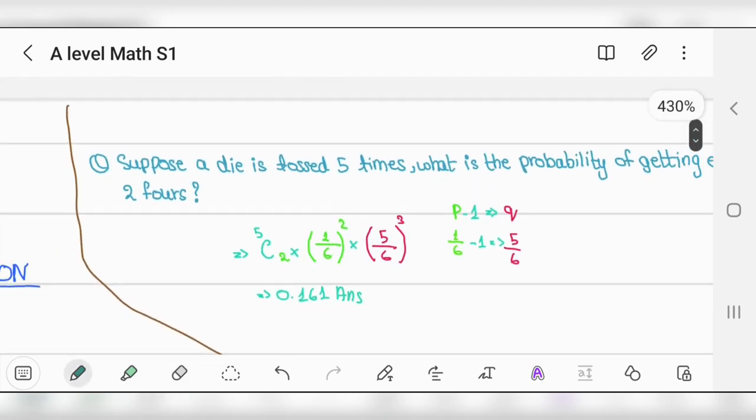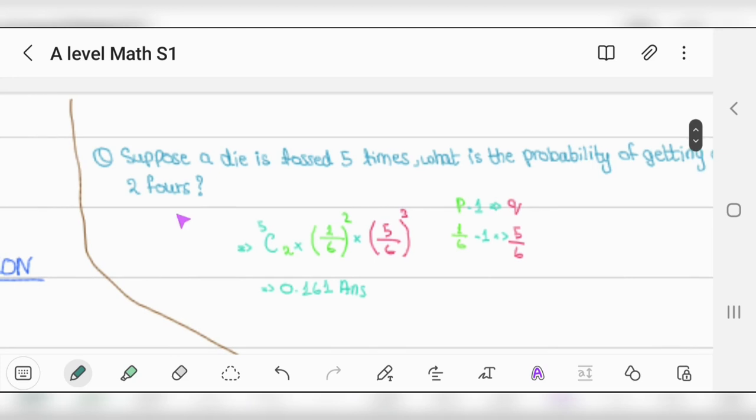What we have done is that the experiment has been repeated 5 times, so 5, and what is the probability of getting exactly two 4s? The probability of having a 4 is 1/6, but it is repeated 2 times, so 5C2. This is the probability of success. And the probability of not having a 4 is 5/6, and since we only got 2 times, the other 3 times would be 5/6 cubed. And then you just multiply and you will get the answer.